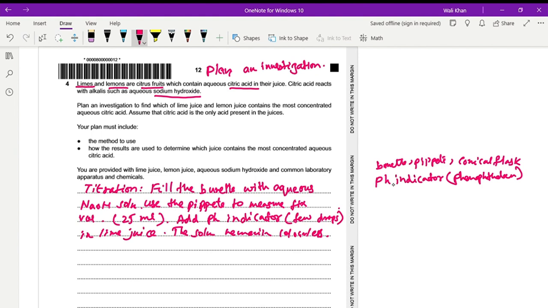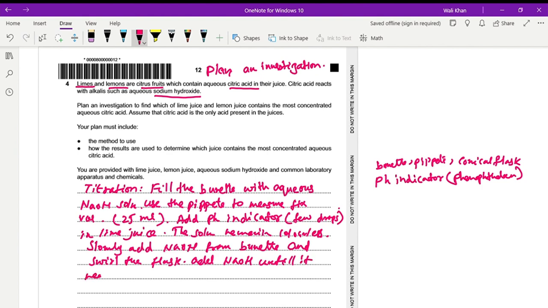Okay, now perform the titration. Slowly add sodium hydroxide from the burette and swirl the flask. We have to swirl the flask continuously so that it will mix. Add sodium hydroxide until it reaches a pink color.